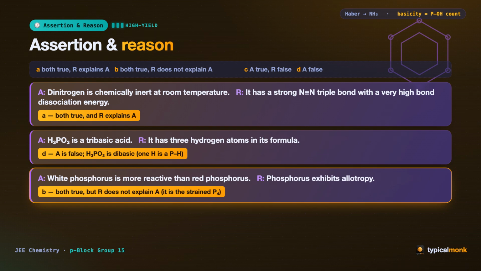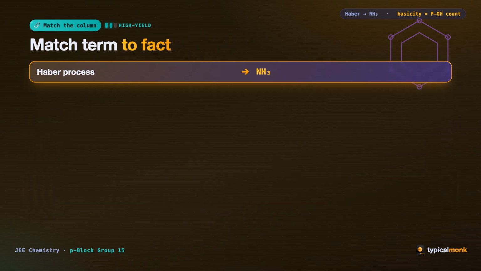Third pair. Assertion: white phosphorus is more reactive than red phosphorus. Reason: phosphorus exhibits allotropy. Both are true, but the reactivity is due to the strained P4 tetrahedron, not merely to the fact that phosphorus has allotropes. So the reason does not explain the assertion. The answer is B.